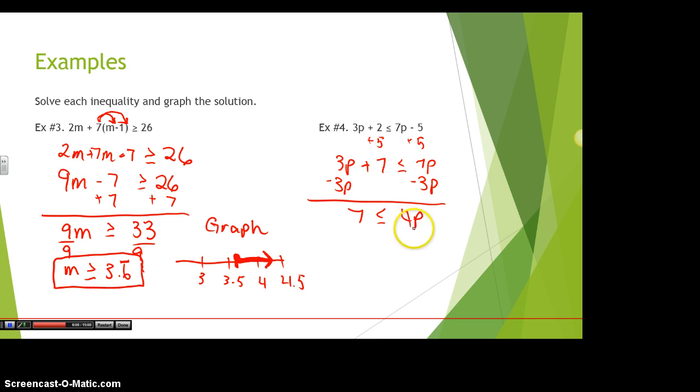I want to get p by itself, so I'm going to divide 4 to each side. 7 divided by 4 is going to give me a decimal again, which is 1.75, which is less than or equal to p.